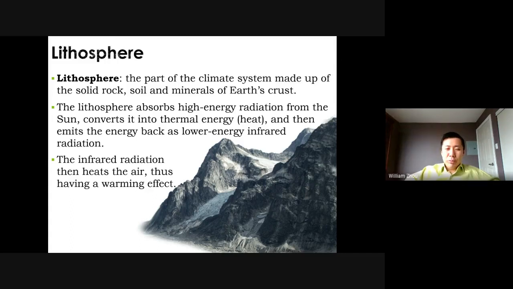Now, how this works is sunlight hits the ground. The ground absorbs that sunlight, and that light loses energy to become infrared. Okay, visible light has higher energy than infrared, as we learned in physics. And then the ground will emit that energy again. And this is a warming effect. So the ground is warm because it emits absorbed light.